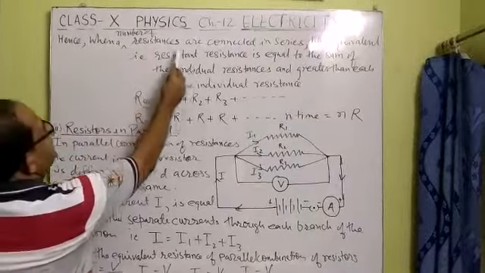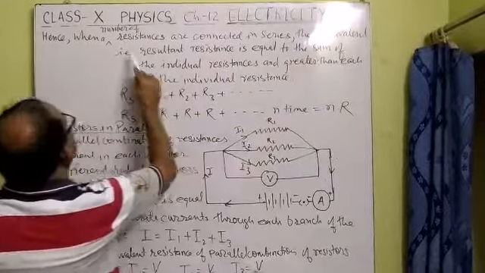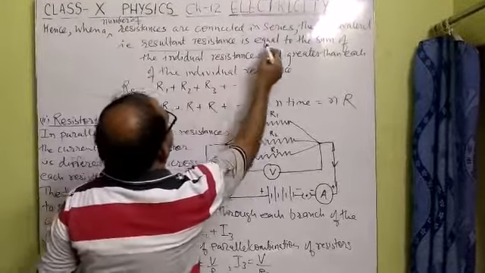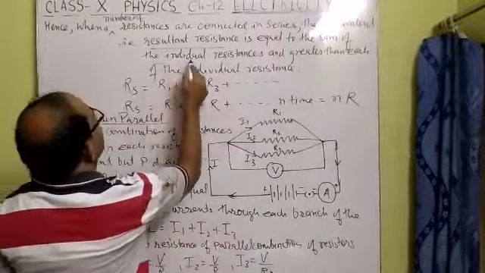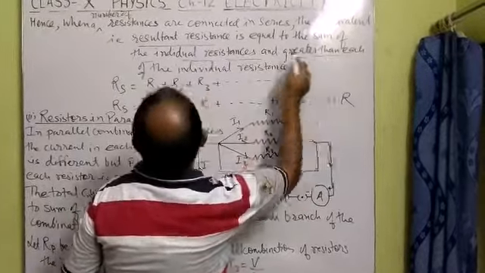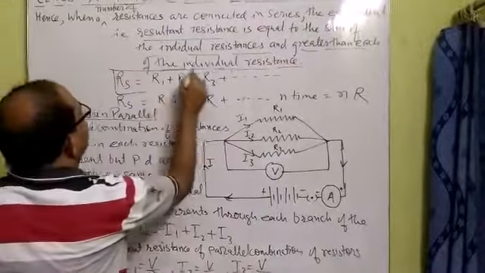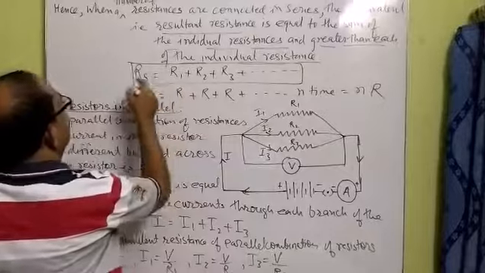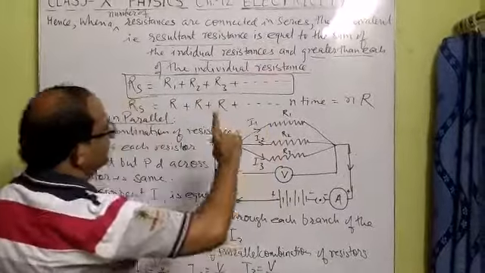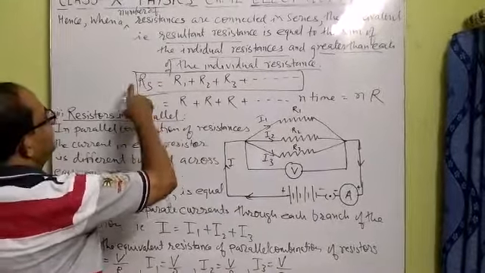When a number of resistors are connected in series, the equivalent resistance, that is the resultant resistance, is equal to the sum of the individual resistances and greater than each of the individual resistances. The formula for the series combination is RS equals R1 plus R2 plus R3 plus so on; whatever resistances there are will be algebraically added to form the equivalent resistance.